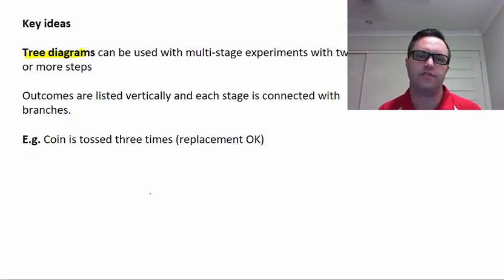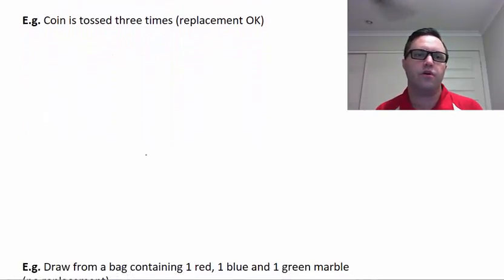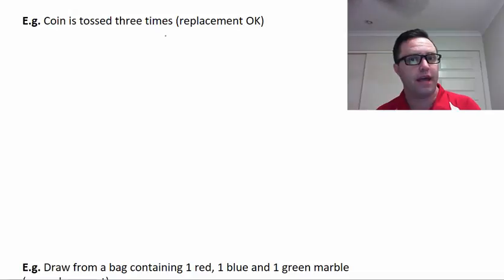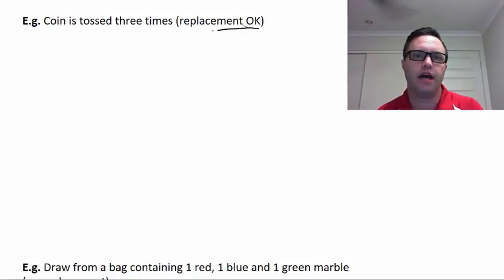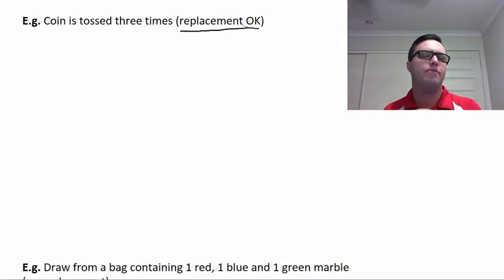So let's have a look. A coin is getting tossed 3 times. And this is important, that replacement is okay. What that means is that the same event can come up more than once. So just because you toss heads the first time, it doesn't mean you're not allowed to toss heads anymore.